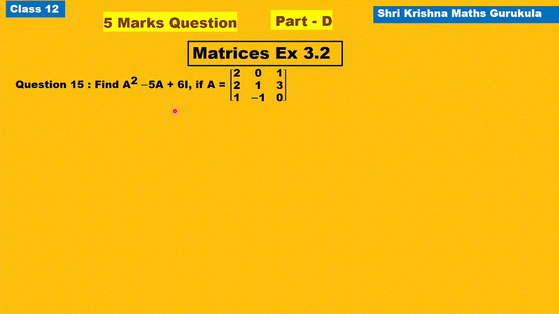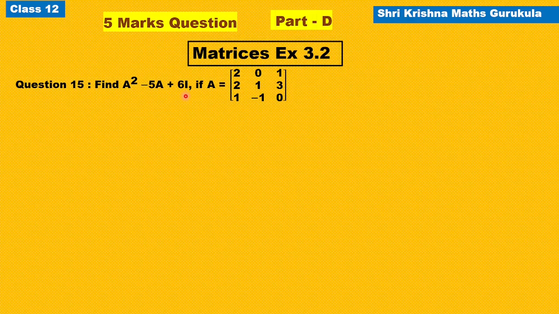But this is a very easy sum. You just need to know matrix multiplication and matrix addition and subtraction. That's all. So now here you look at the terms. We have A square. That means we have to find A square, that is A into A. Then we have to find 5A and also we have to find 6I.